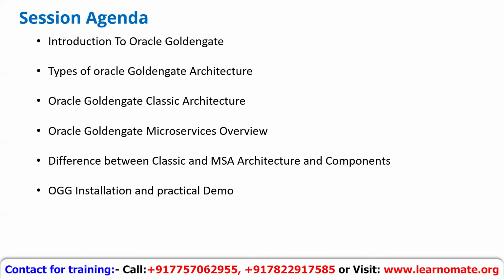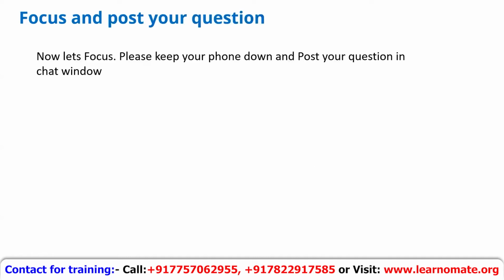So today's session agenda, we are going to discuss an introduction to Oracle GoldenGate. We'll discuss different types of Oracle GoldenGate architecture, which are Oracle GoldenGate Classic architecture and Oracle GoldenGate Microservices architecture. We'll discuss the difference between classic and microservices architecture components. And then we'll discuss Oracle GoldenGate installation and a practical demo of it.